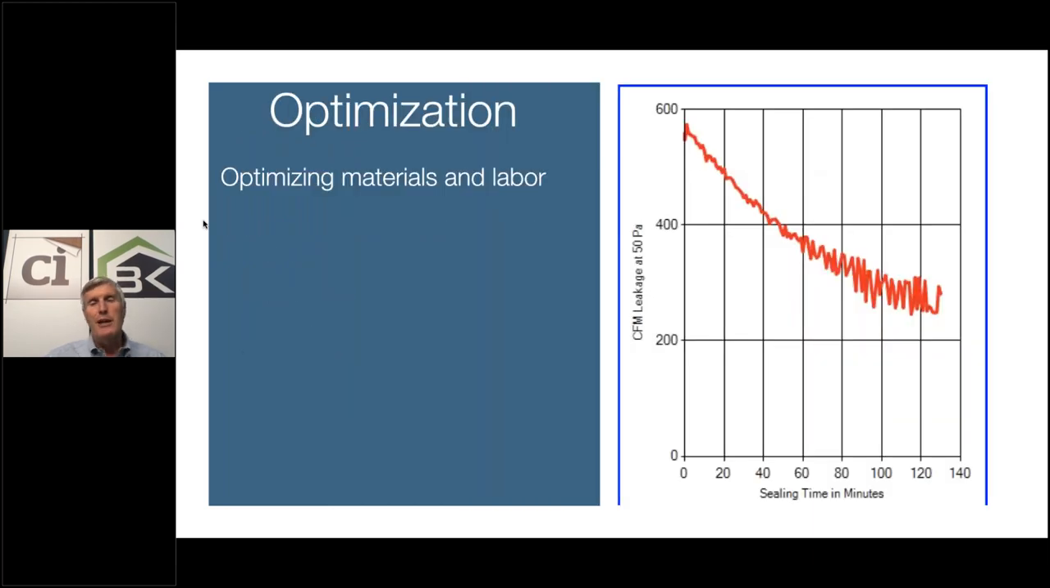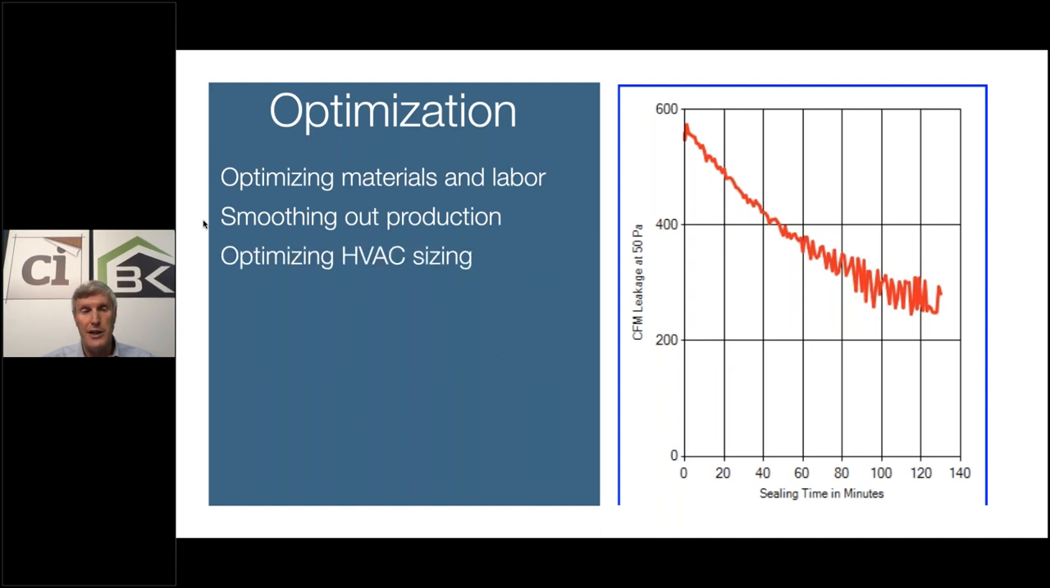So to finish up, the optimization. One, you're going to optimize materials and labor. No more wasted effort. Go back to your contracts, folks, and see what you're already paying for air sealing work that probably isn't doing much good. Two, it'll help you smooth out production. That is, you will know that it's one trade doing this work. It's half a day's work that you know you can solve without having to go back. In the case of passive house guys, having to go back for 2 or 3 weeks to sort that out.